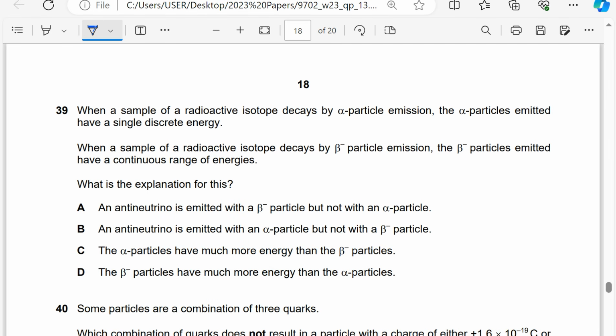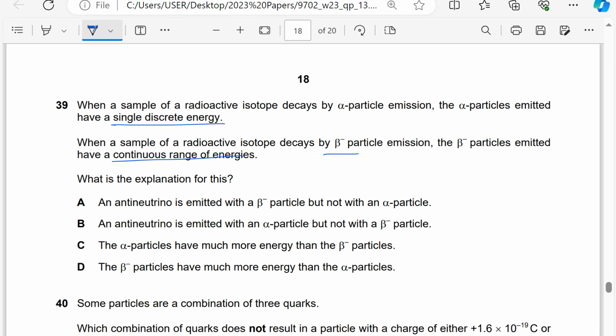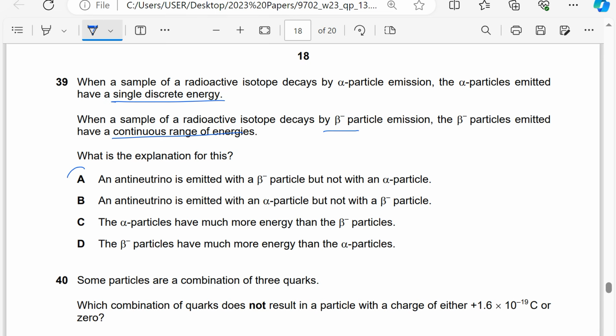When a sample of radioactive isotope decays by alpha emission, the alphas emitted have a single discrete energy. When a sample of radioactive isotope decays by beta minus emission, beta minus particles are emitted with a continuous range of energies. The explanation for the continuous range of energies was that the beta particles are accompanied by other particles such as the electron neutrino or the electron antineutrino. What is the explanation for this? So I think the answer is automatically A.